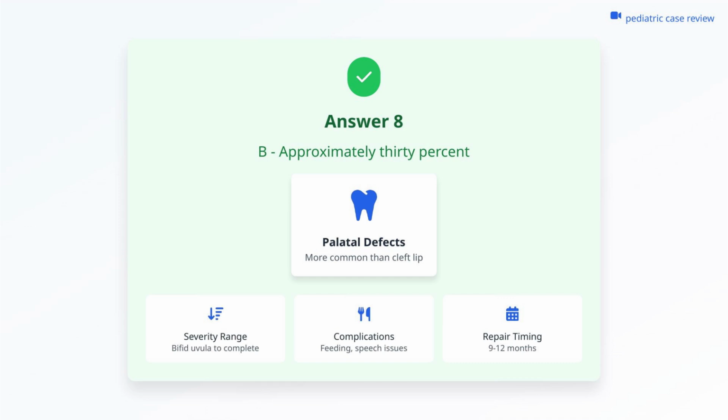Unlike typical cleft lip associations, Treacher Collins primarily affects the palate. This ranges from minor bifid uvula to complete palatal clefts, significantly impacting feeding and speech development. Surgical repair is typically performed between 9 and 12 months, followed by speech therapy.